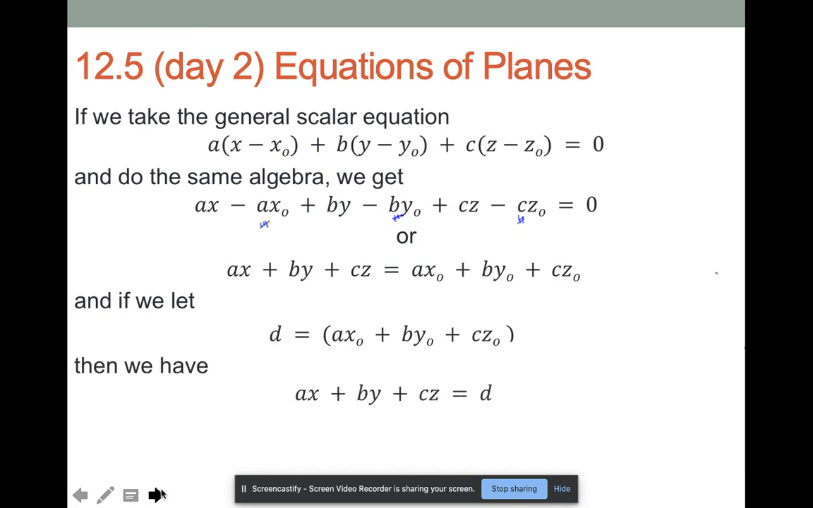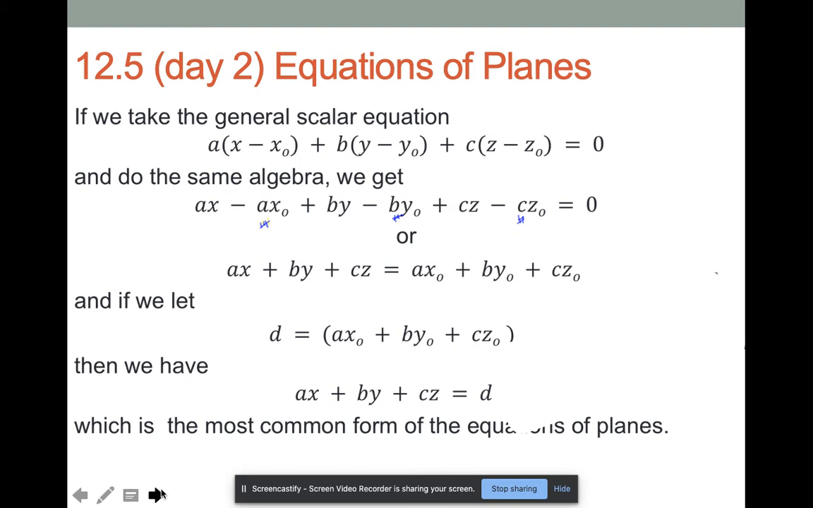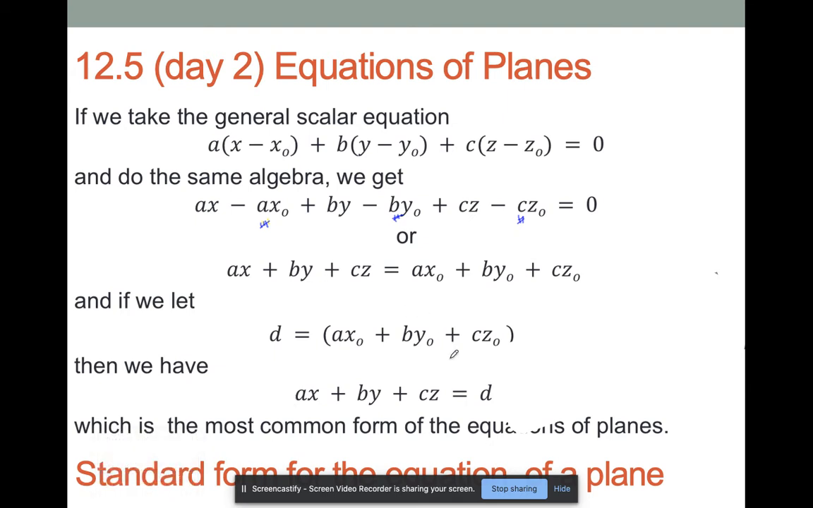this is the standard form, the most common form of the equations of planes. It is called the standard form for the equation of a plane. Notice again that when you distribute, I maintain the normal vector. I can see the normal vector, A, B, and C. But with this distribution and combining all the constants over here in D, I lose the particular point that I get in the more point-slope-ish kind of formula.